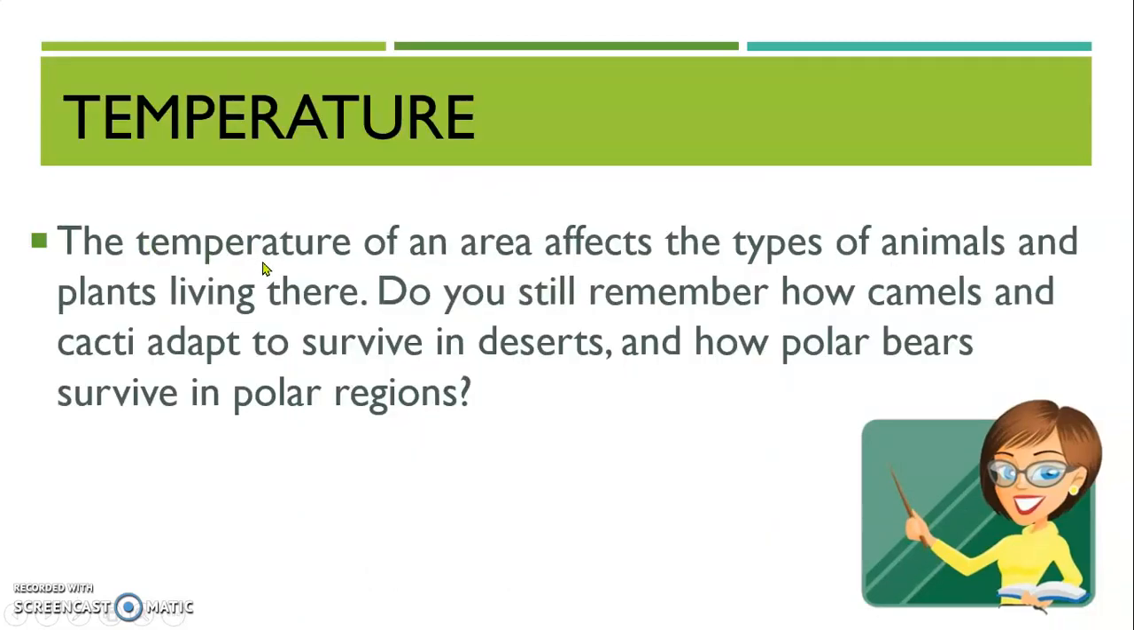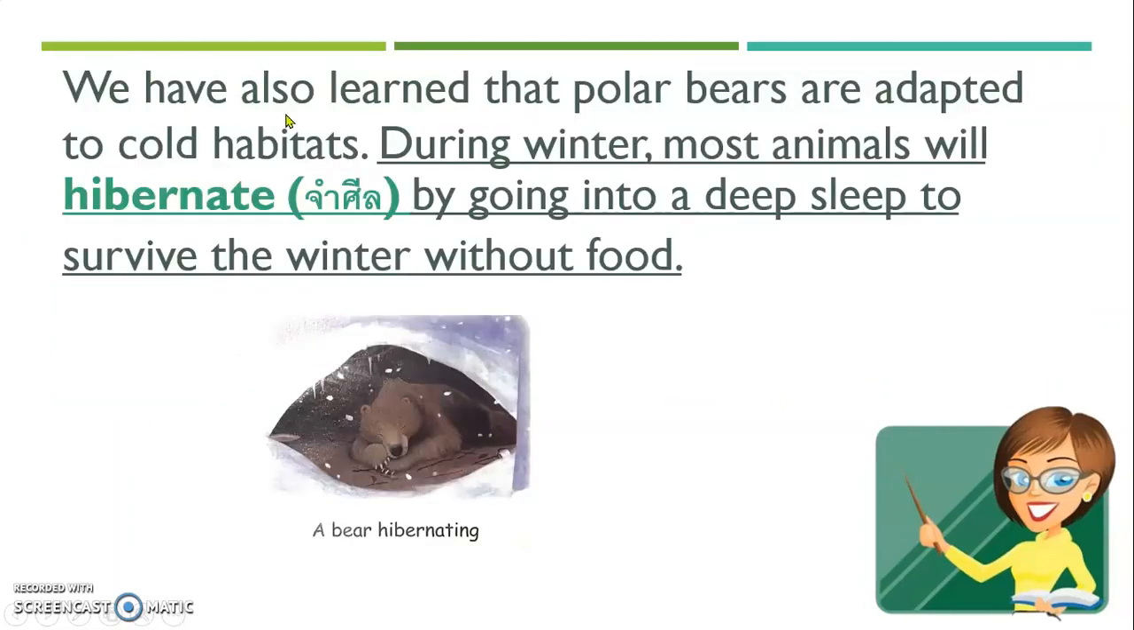Temperature. The temperature of an area affects the type of animals and plants living there. Do you still remember how camels and cacti adapt to survive in deserts and how polar bears survive in polar regions? We have also learned that polar bears are adapted to cold habitats.